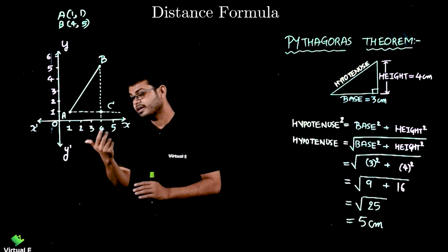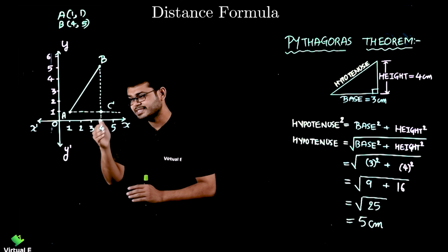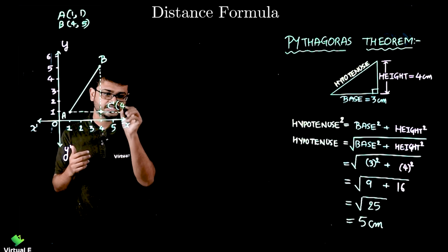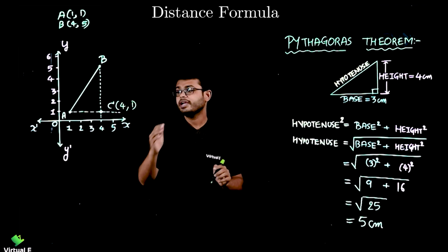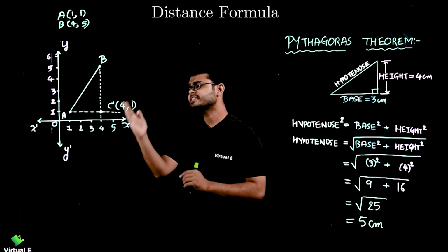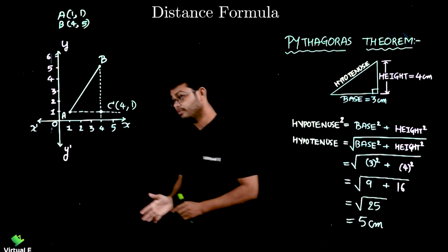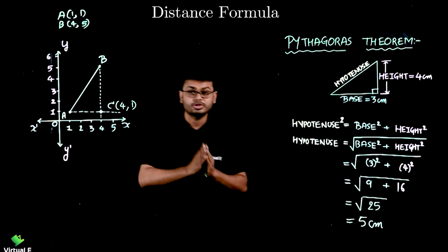You can see over here the x-axis. What is the x-axis? 4. So x-axis 4 and y-axis 1. Very simple. So the coordinate of point C is (4, 1). Now, let's use this simple logic.